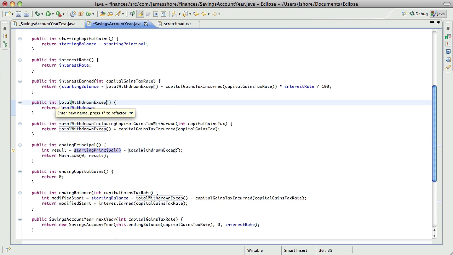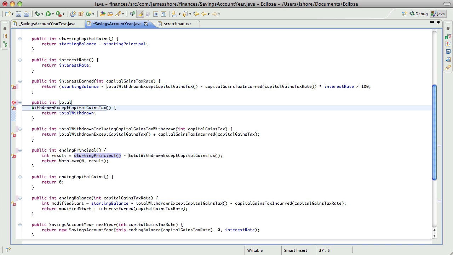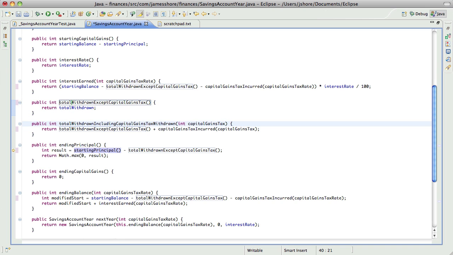Capital gains tax. Boy. There's a setting in Eclipse to tell it to not do that in line, and I kind of like seeing everything change in line, but when you have a lot on the screens, it is slow. So maybe I should fix that setting. Anyway, there's our total withdrawn except capital gains tax. Right. And this is going to just be total withdrawn. And that's it for our time.